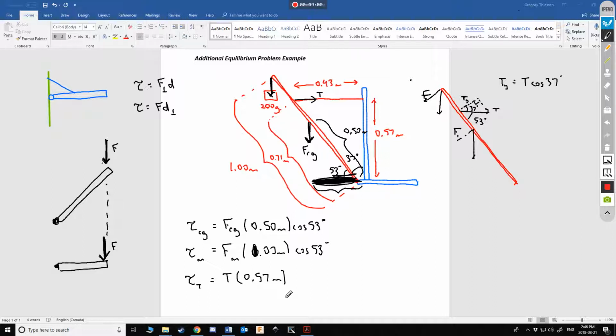So we're pretty much done. We just have different values. So what we can say to solve for this now is that the torque caused by the rope must equal the torque caused by the other two forces because those are opposing it.